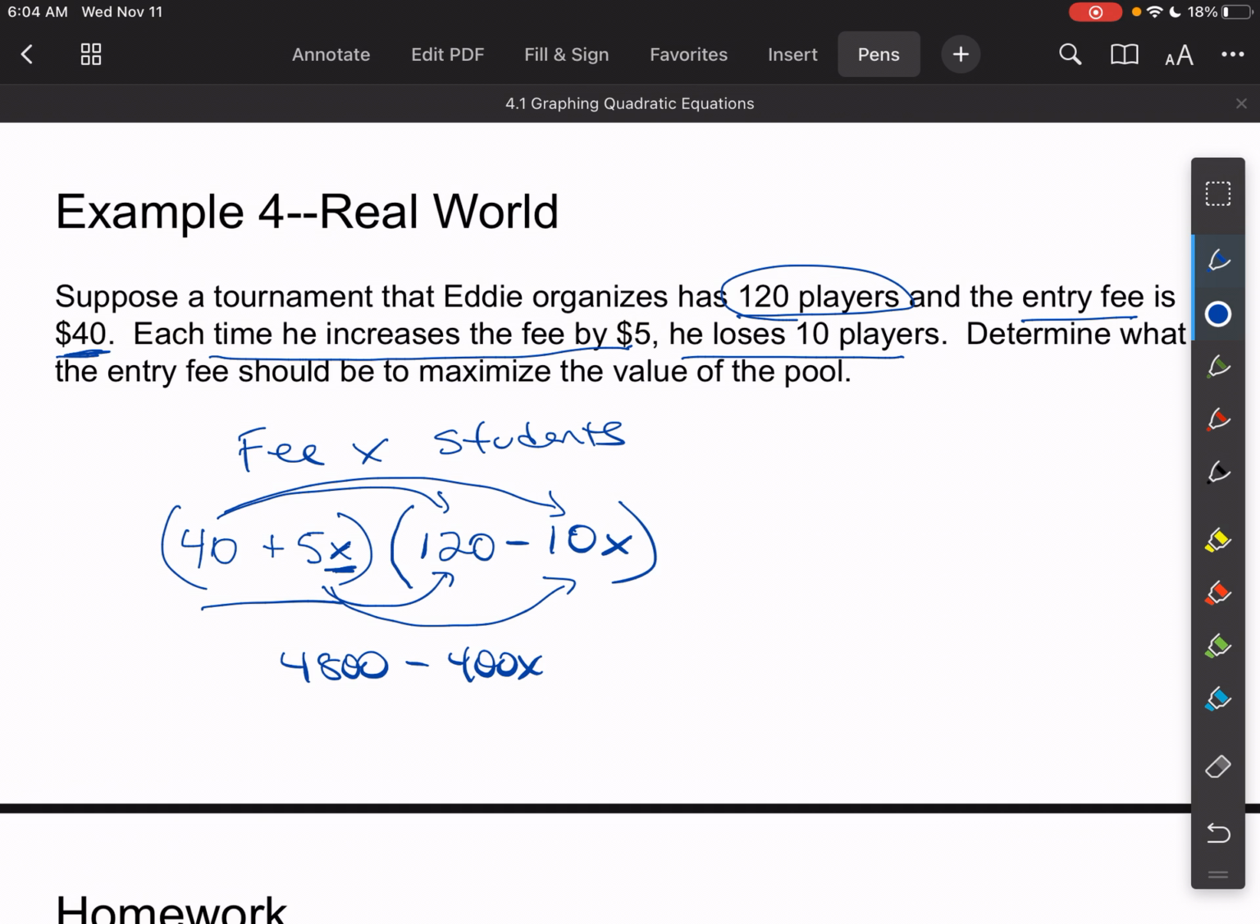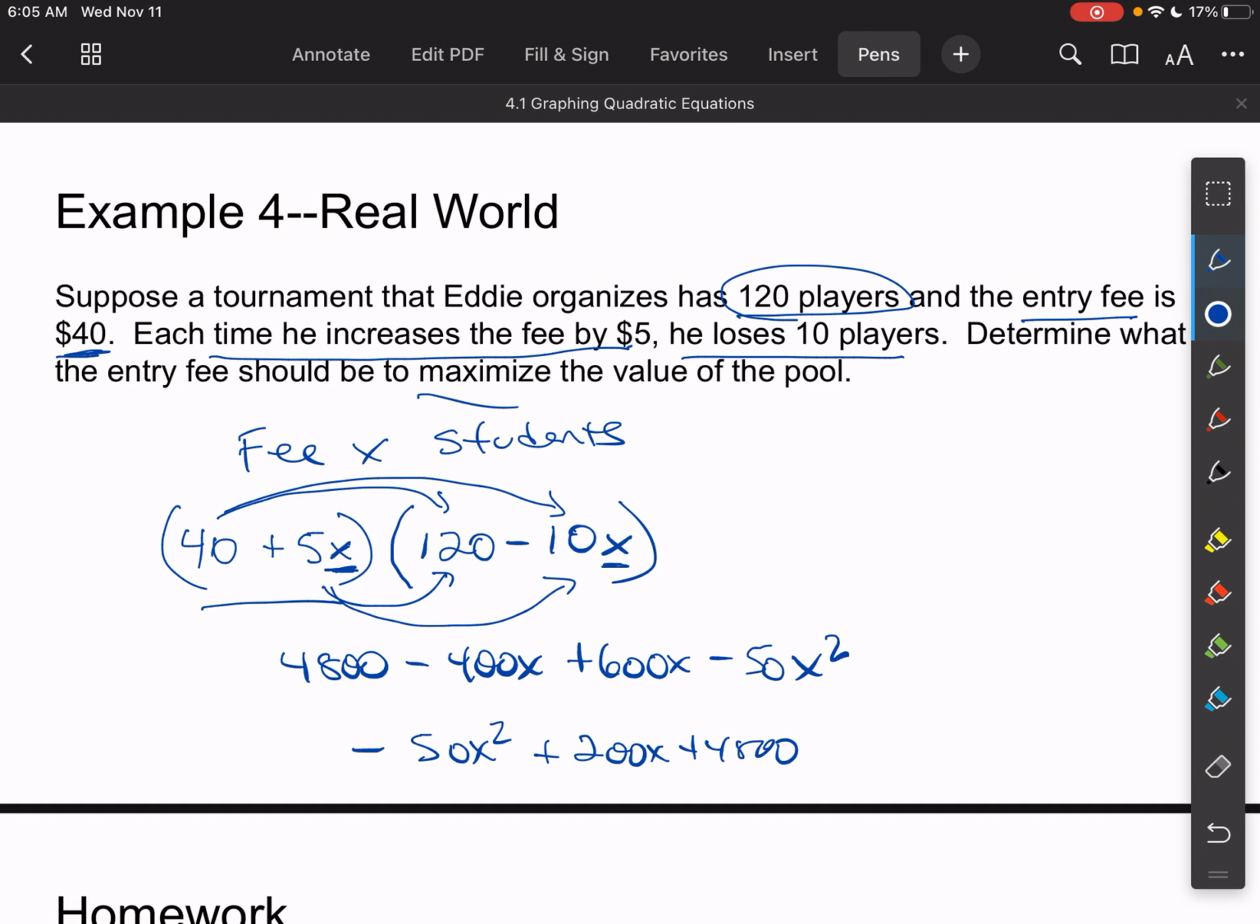What is this? 5 times 120 would be plus 600x. Okay, minus 50x squared. Remember that when you multiply an x by an x, you get an x squared. So this is going to be quadratic in nature. All right, so when we combine like terms here and put this in standard form, we get negative 50x squared plus 200x plus 4800.